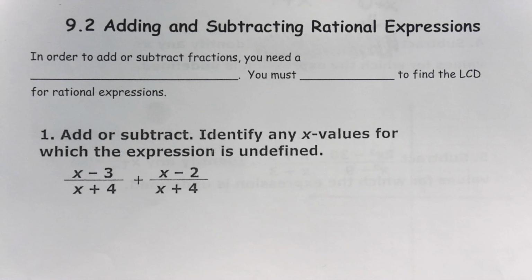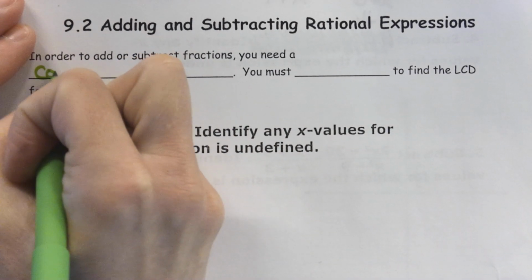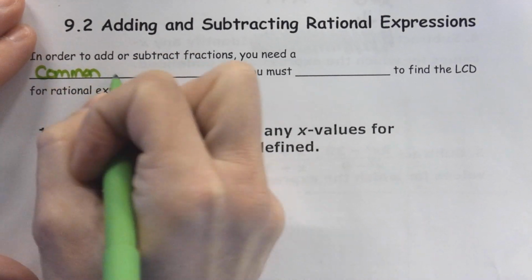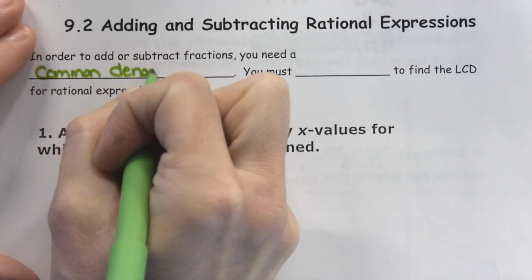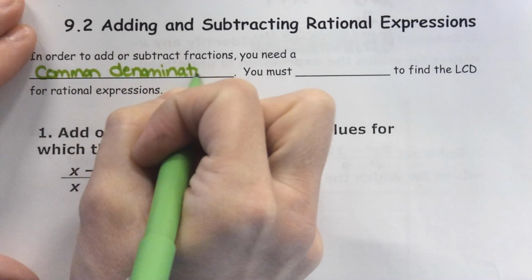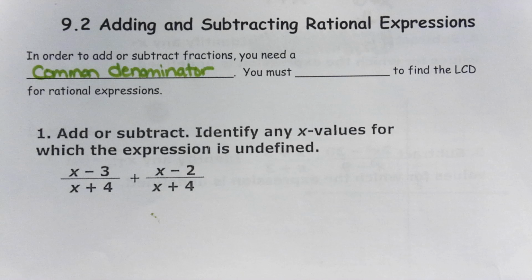To add or subtract fractions, you need a what? What were we finding in the warm-up? Common denominator. Meaning your bottom numbers have to be the same thing. So common denominator sounds kind of fancy. It just means bottom numbers, samesies.